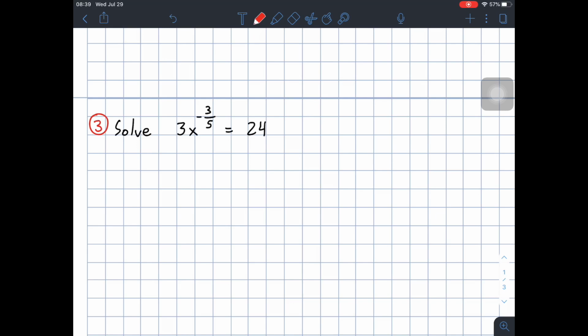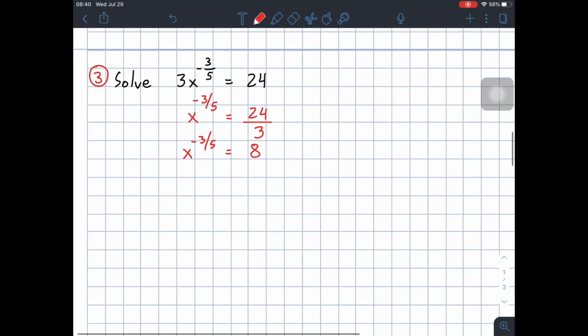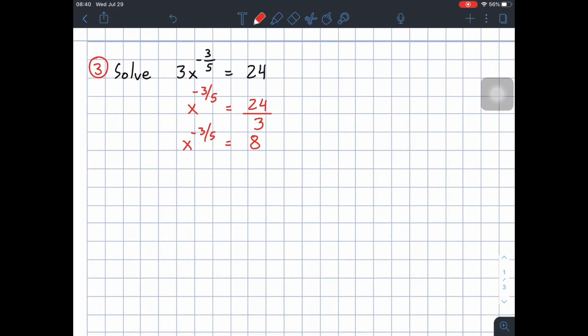So since the exponent is not affecting the 3, the first thing we can do is take the 3 dividing to the other side, right? So we can say that x to the power of negative 3/5 is equal to 24/3. And 24/3, as you know, is equal to 8, right? So x to the power of negative 3/5 is equal to 8. Now I need to solve this. How can I solve this without using a calculator?